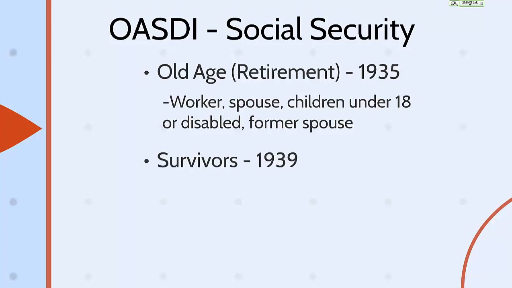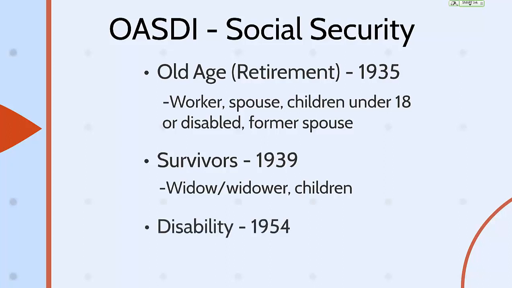Survivors' benefits, which were established in 1939, the beneficiaries are the widow or widower and the children, again under 18 or disabled. And disability insurance, which was established in 1954. The beneficiaries are the worker, the spouse, and the children under 18 or disabled.